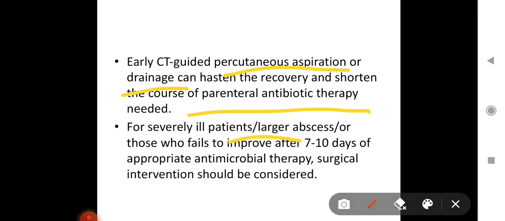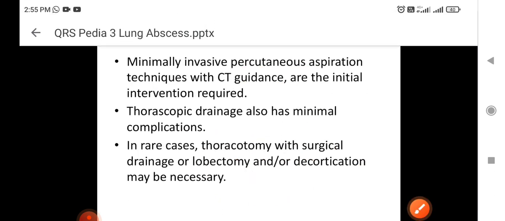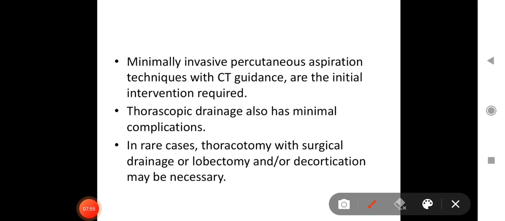For severely ill patients, a larger abscess, or those who fail to improve after 7 days of appropriate antimicrobial therapy, surgical intervention should be considered. So this can be asked, what are the indications of surgical intervention in lung abscess cases? These are the points: a very ill patient, a large abscess, or one who fails to improve in 7 to 10 days of antibiotics. Now, minimally invasive percutaneous aspiration techniques with CT guidance are also available, and these are the initial interventions which are required.